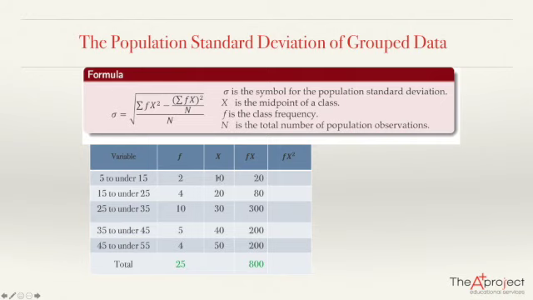So the frequency times this number squared. When you square this number, it is 100. 2 times 100 is 200. So I'm sure that this is 200. This is one way to do it.